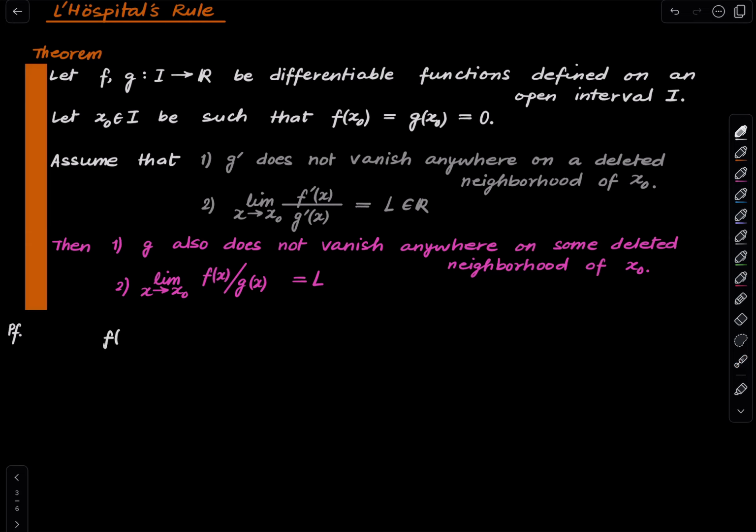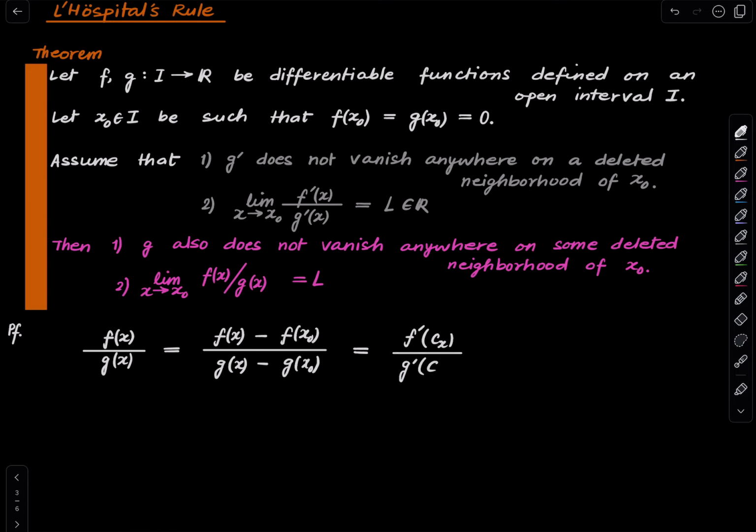So we are interested in this ratio as x is close to x naught. So first, we will write this as this ratio, which is simply because both of these are 0. So doing this is trivial. It's a kind of underwhelming step. But now by Cauchy's mean value theorem, this is equal to that ratio where Cx is some point strictly between x and x naught.